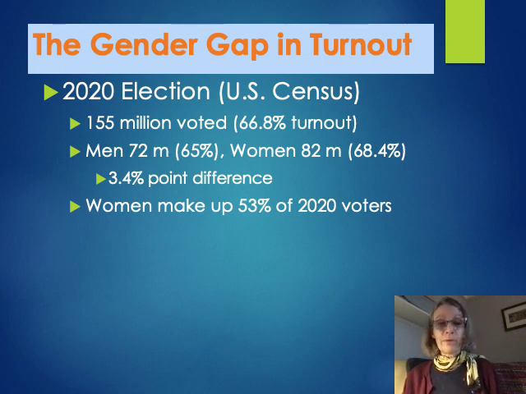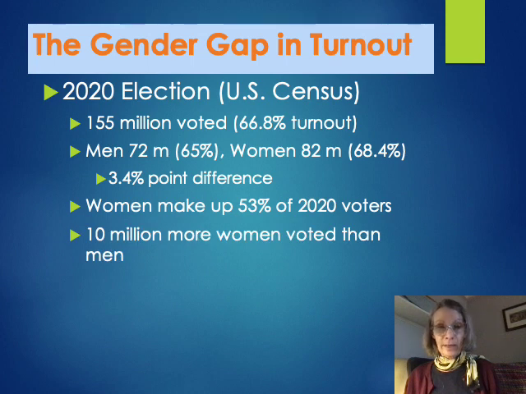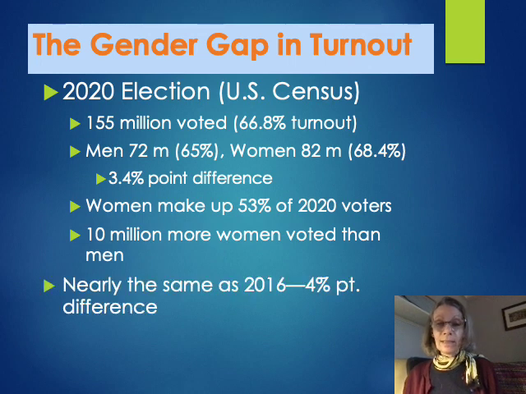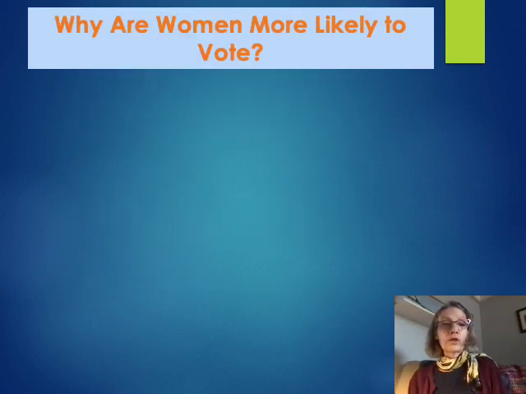Women made up 53% of the voters in the 2020 election. In other words, 20 million more women voted than men did. It's nearly the same as 2016, a 4 percentage point difference, so about the same, but fewer people voted in the 2016 election. So why are women more likely to vote than men?